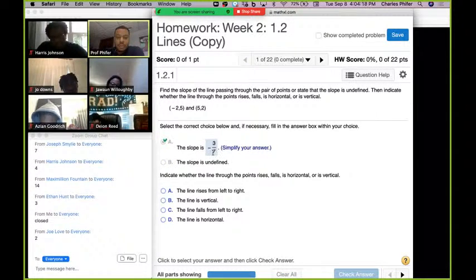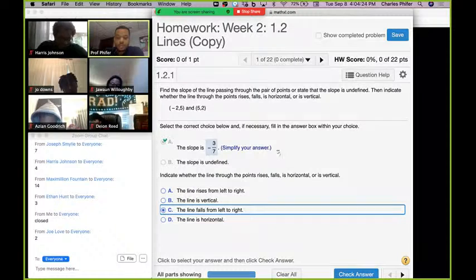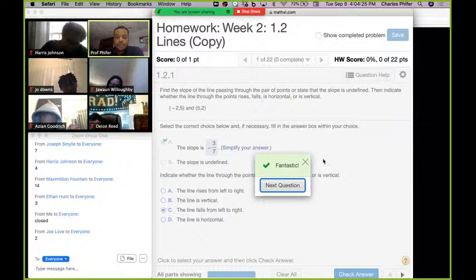So if the slope is negative 3 by 7, that means the line falls from the left to the right, so it should be this one. Okay.